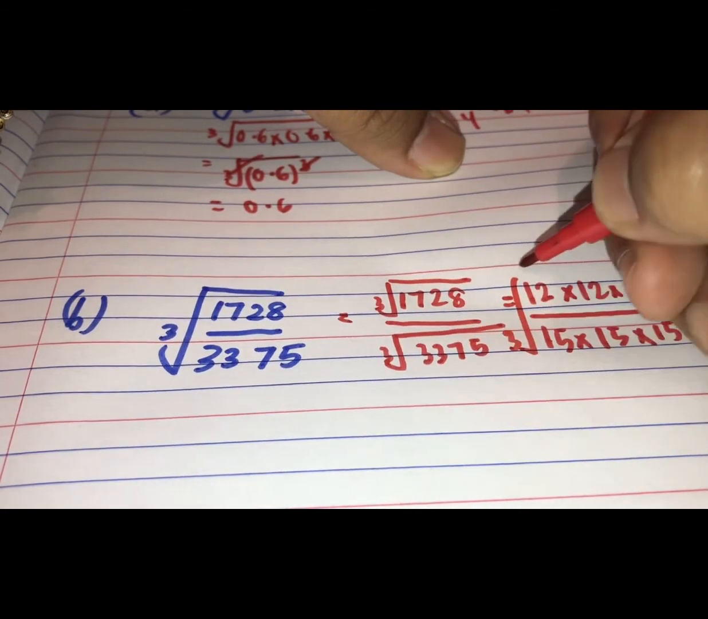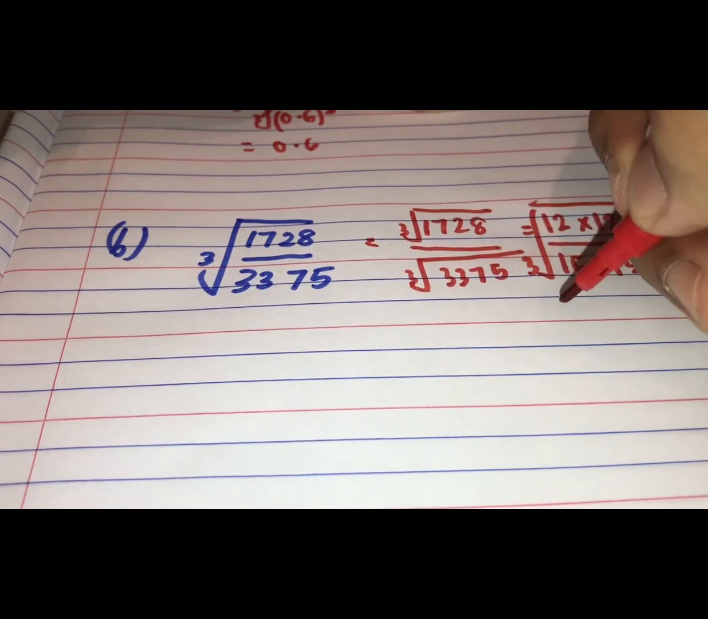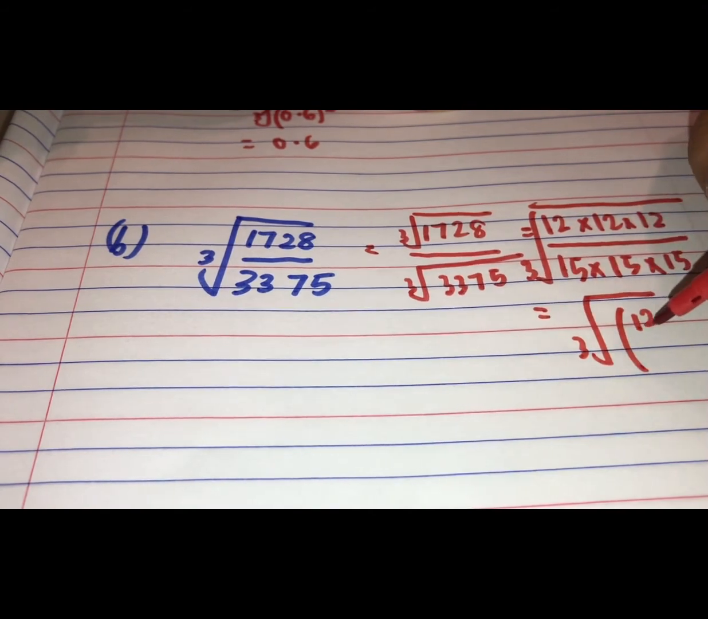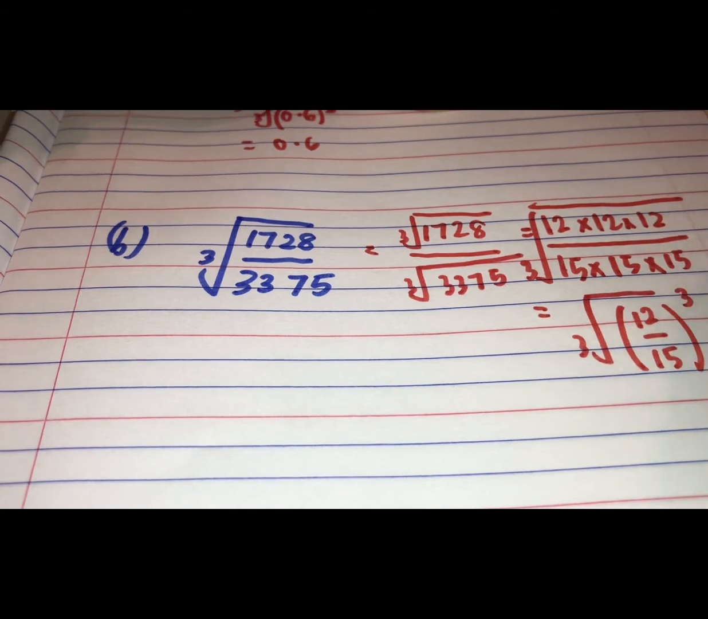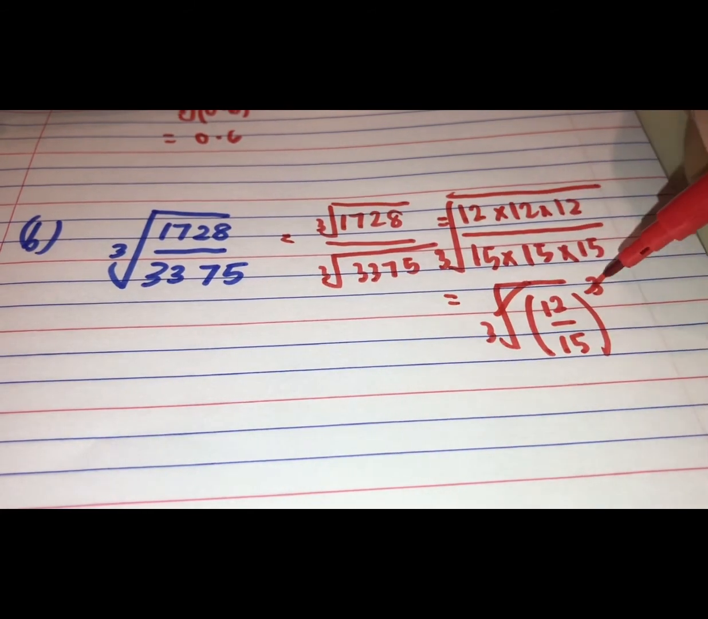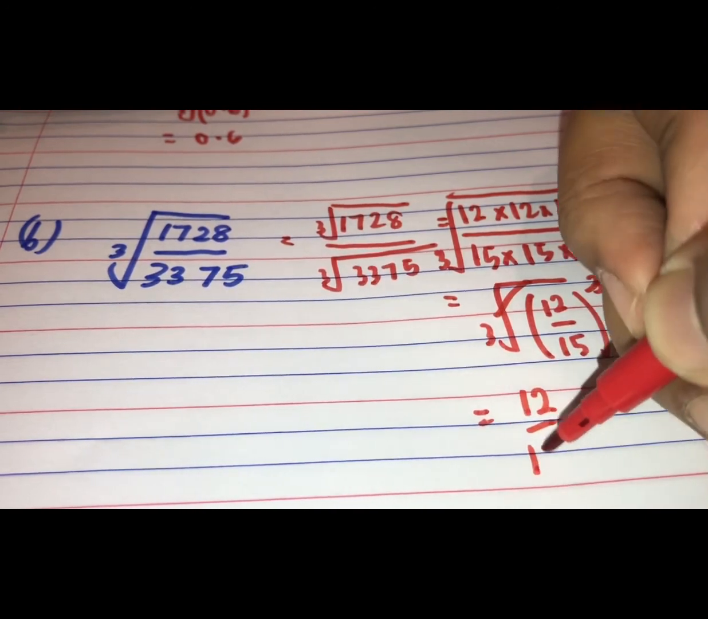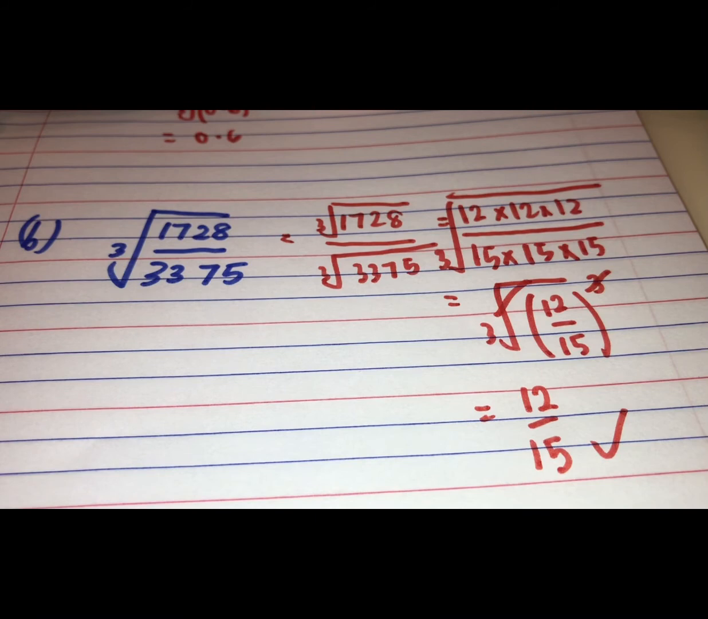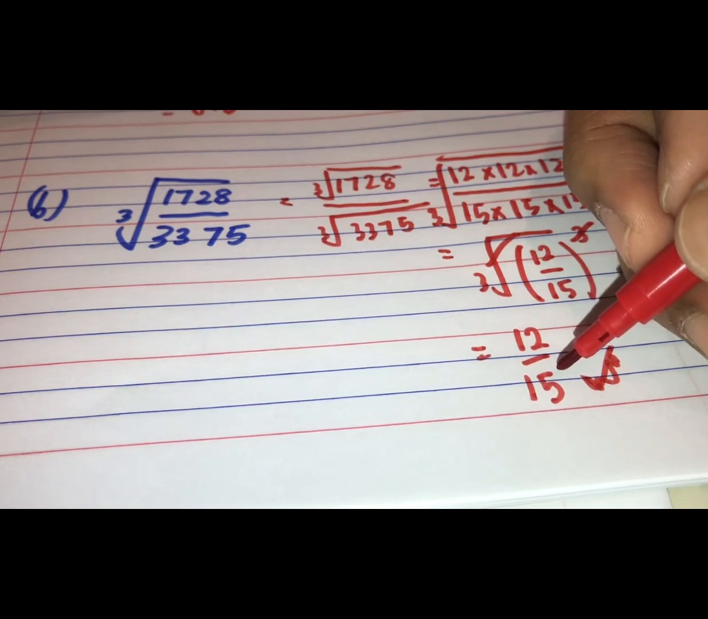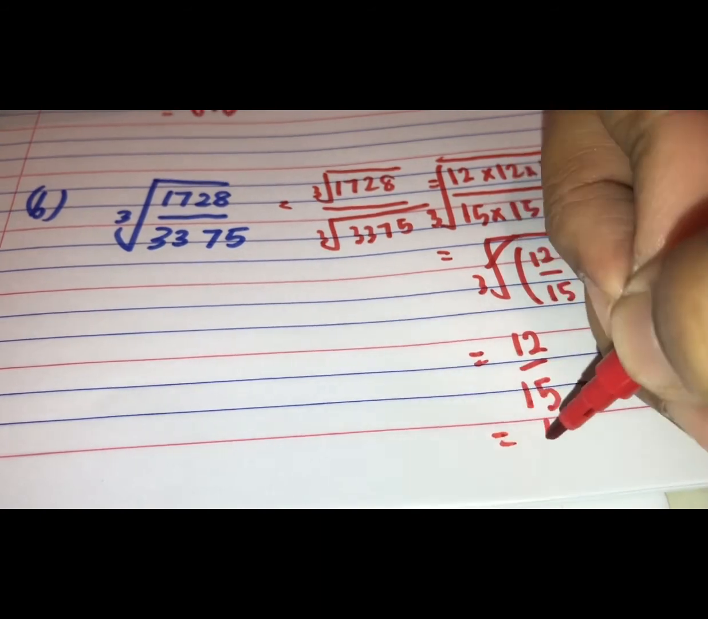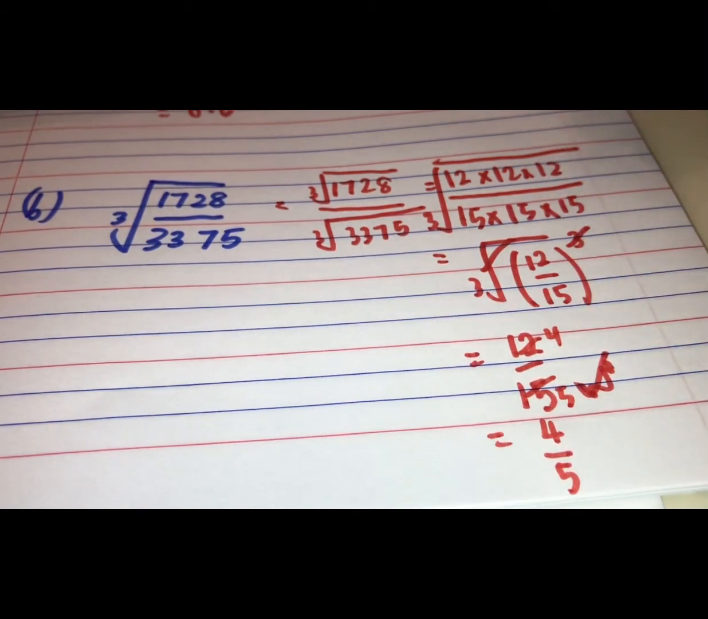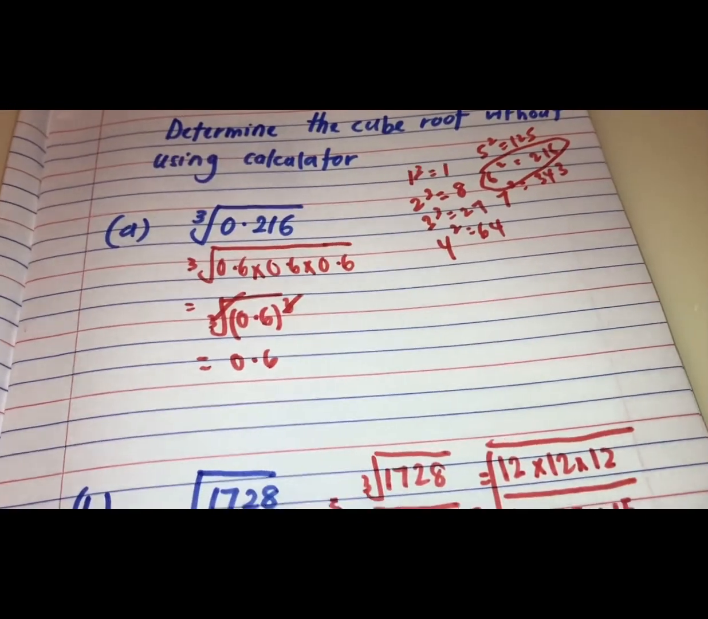Then copy back this one: cube root of 12 over 15, all cubed. If cube root and cube, you can cancel. So the answer here is 12 over 15. But this is not your final answer because you can simplify. 12 over 15, divide by 3, you get 4 over 5. This is your final answer for questions E and B.